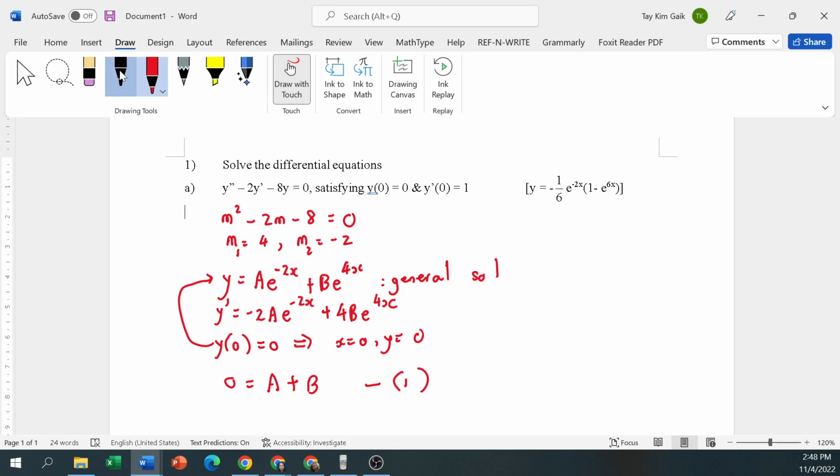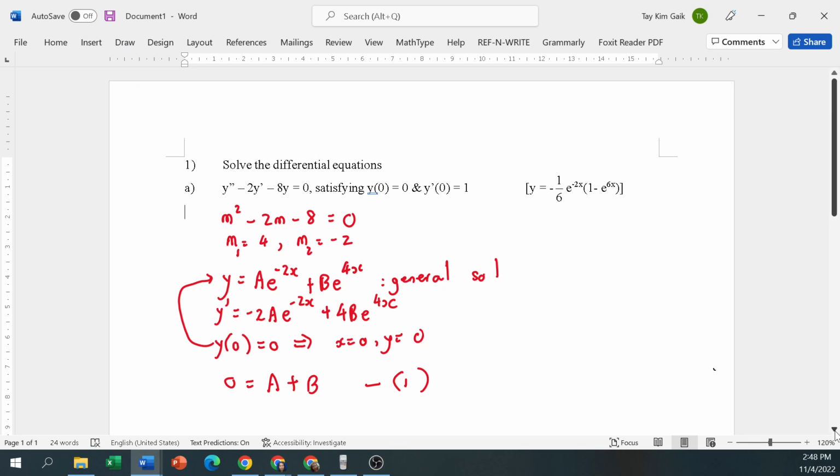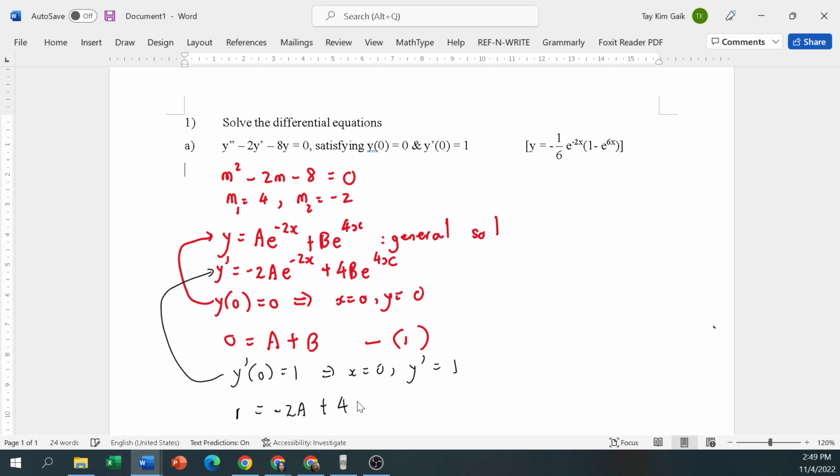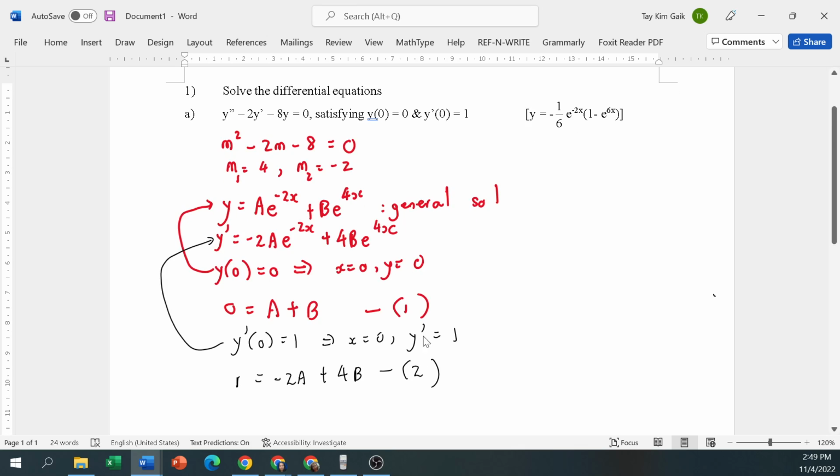Okay, later on, plug the second initial condition into y prime. y prime 0 equal to 1, which means when x equal to 0, y prime equal to 1. Plug this into here. Then y prime is 1. When x is 0, the exponential will be 1, so you have negative 2a plus 4b. Okay, and you have two simultaneous equations to solve for a and b, equations 1 and 2.